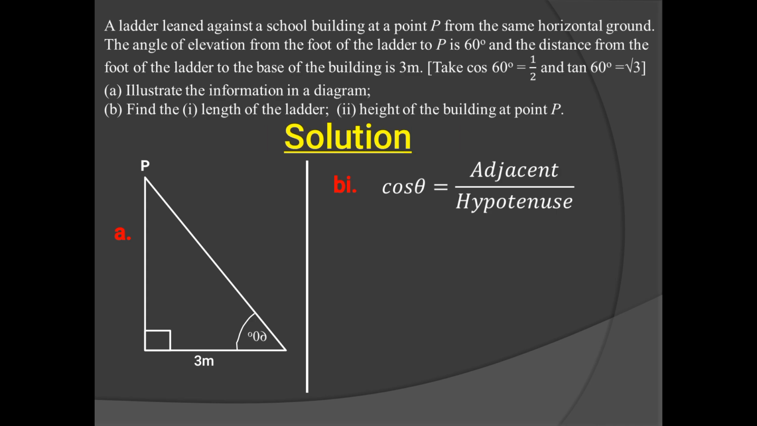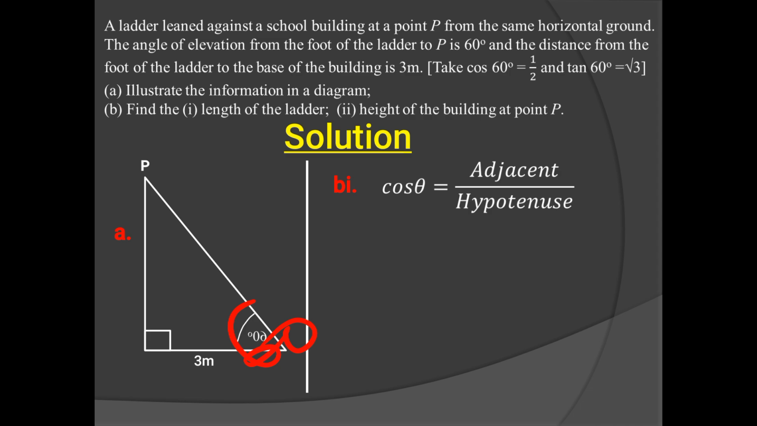Oh, I turned my 60 degrees. The angle, please, is 60. Okay, so the angle is 60. I don't know how come I turned the angle. So this is the A. The A is saying we should illustrate the information in a diagram. So draw a right angle triangle.